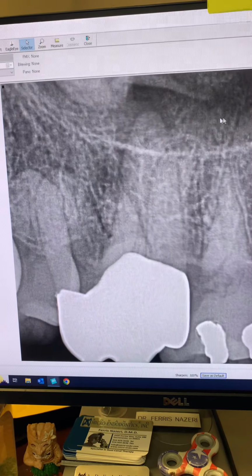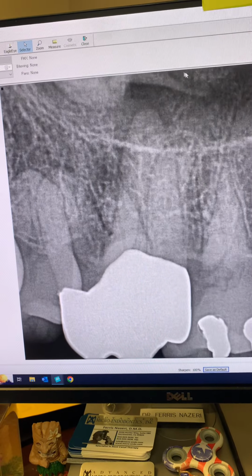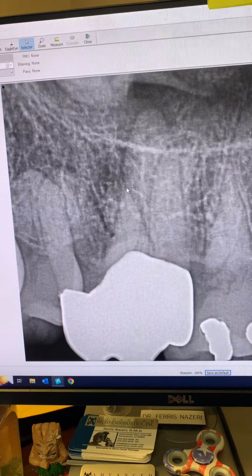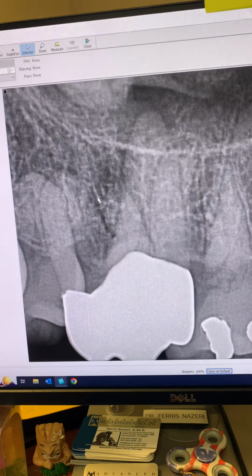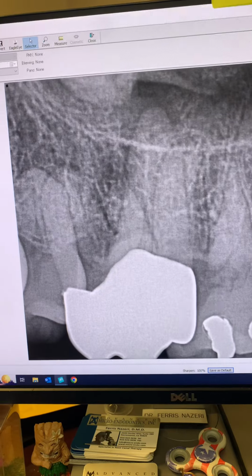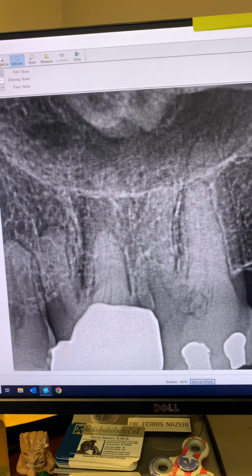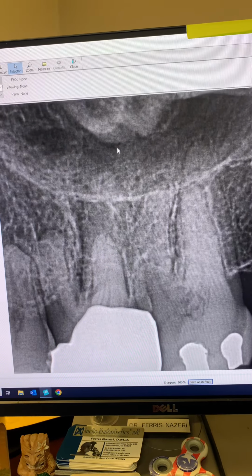This is another angulation of the tooth, and you can see the large periapical lucency here, and also another one associated with the distal buccal root. Again, you can see the large periapical lucency here.